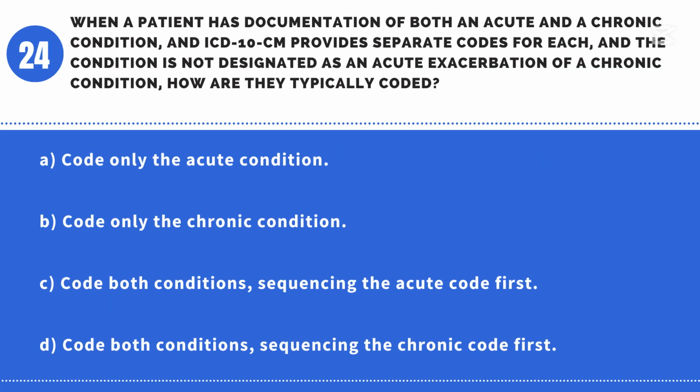Question 24. When a patient has documentation of both an acute and a chronic condition, ICD-10-CM provides separate codes for each, and the condition is not designated as an acute exacerbation of a chronic condition. How are they typically coded? A. Code only the acute condition. B. Code only the chronic condition. C. Code both conditions, sequencing the acute code first. D. Code both conditions, sequencing the chronic code first.